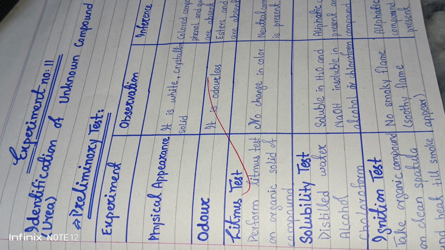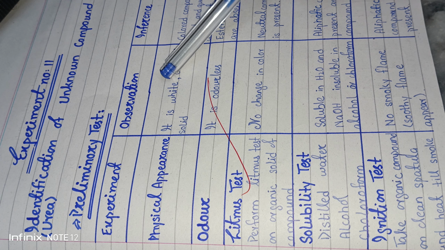Assalamualaikum everyone. In today's lecture, we are going to discuss another important practical of organic chemistry, and this practical is about identification of unknown compound urea.